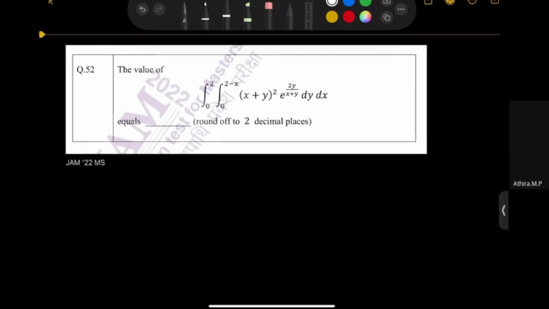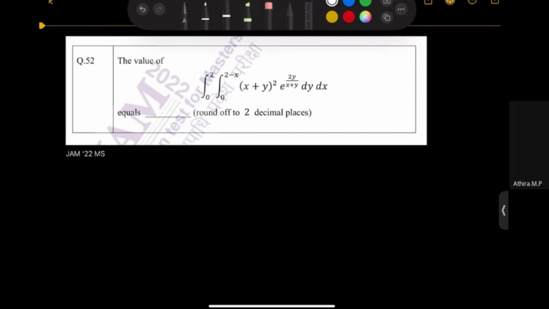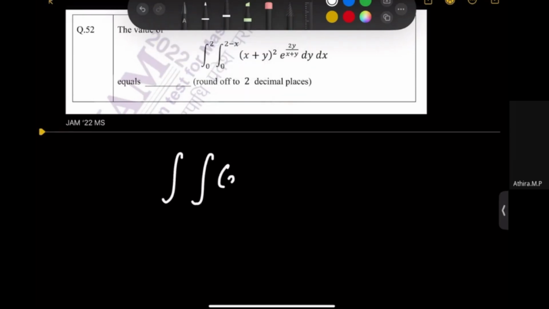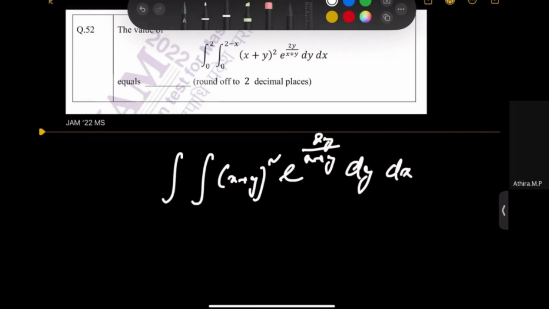So the next problem was asked in JAM 2022. It was in mathematical statistics. So the value of this integral. Maybe I'll just write the question. Double integral of (x plus y) whole thing squared times e to the power 2y by (x plus y) dy dx. You want to integrate this over the inner integral y, then x. So y goes from 0 to 2 minus x. x goes from 0 to 2.